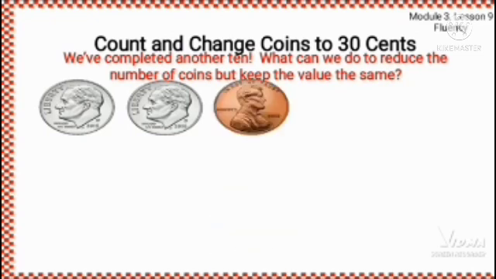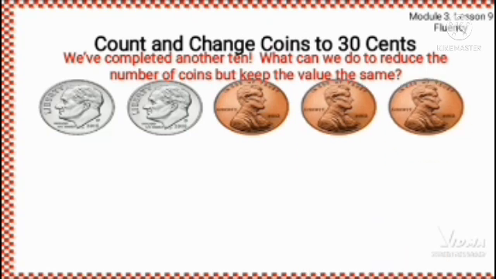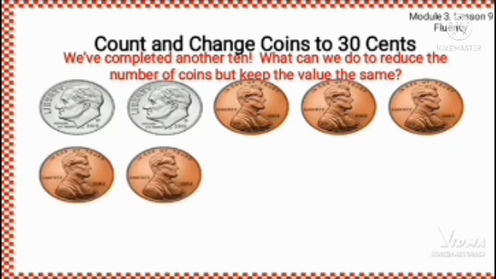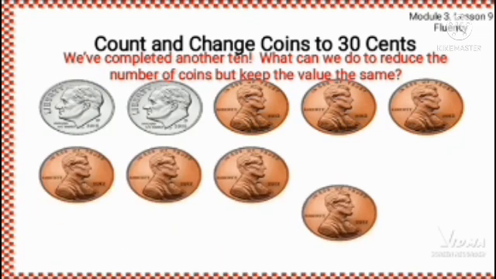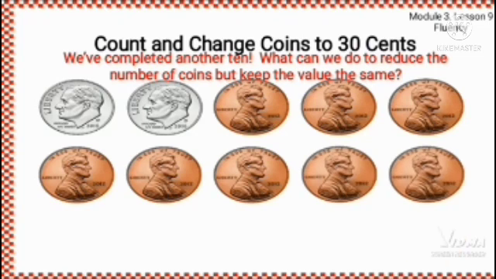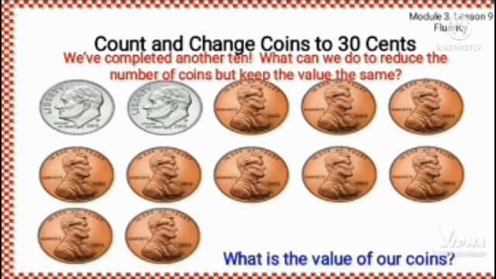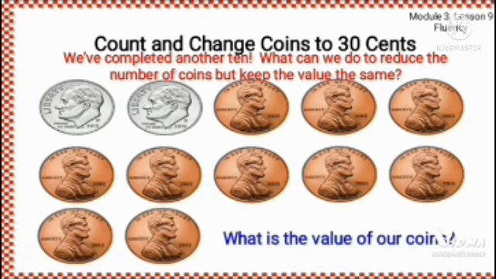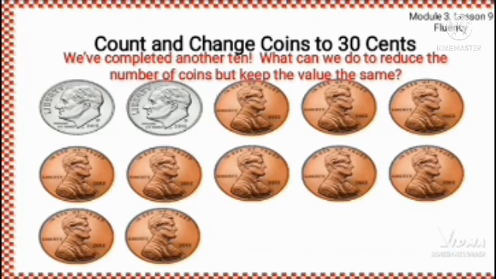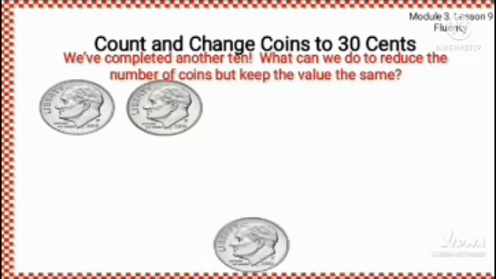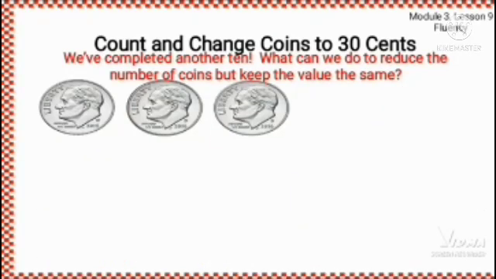Let's continue counting. So we have 21, 22, 23, 24, 25, 26, 27, 28, 29, 30. So what is the value of our coins now? We have additional 10 pennies. We can bundle that and make it another dime. So we have 3 dimes. That is 30 cents. Yes.